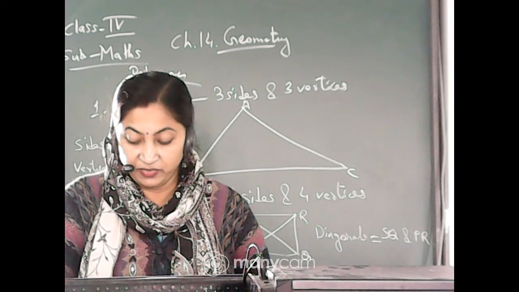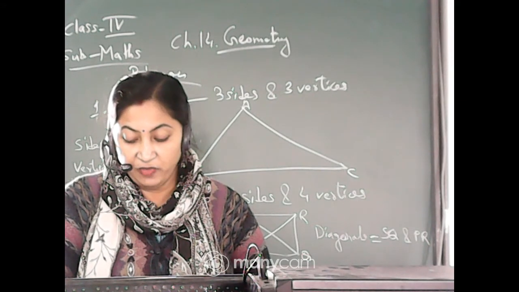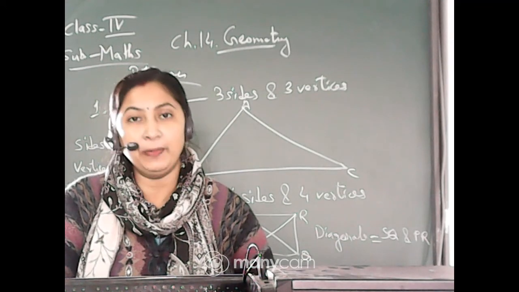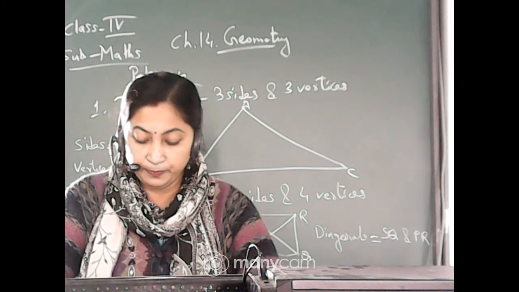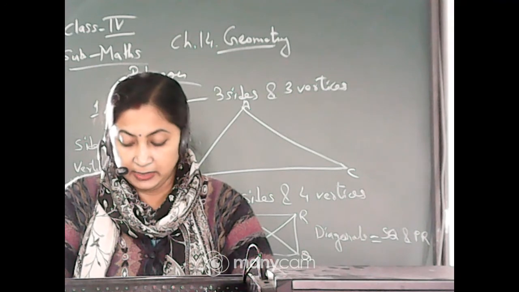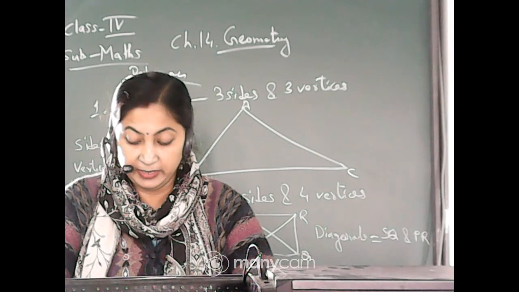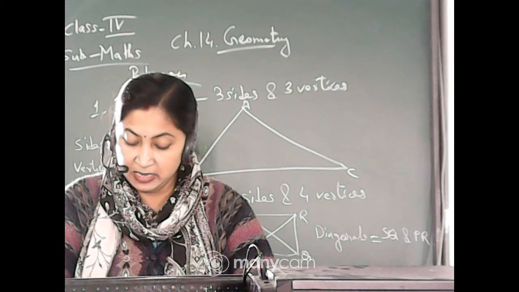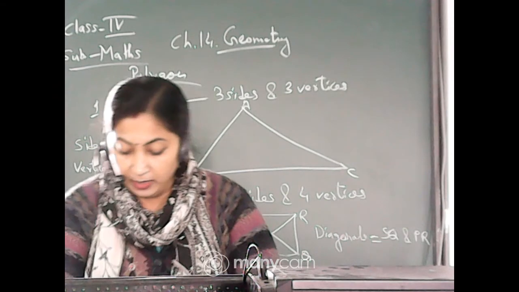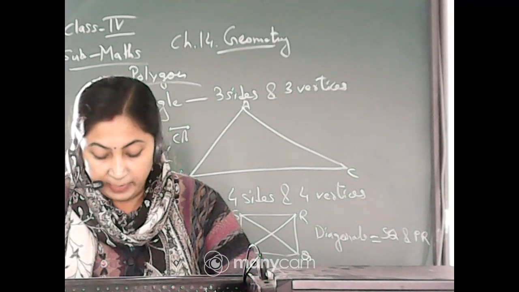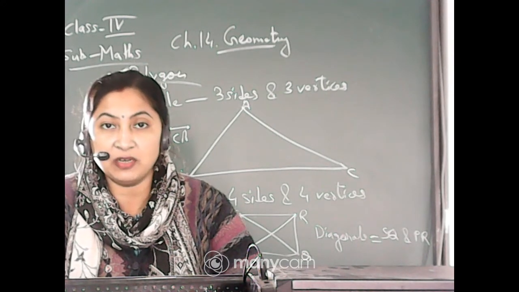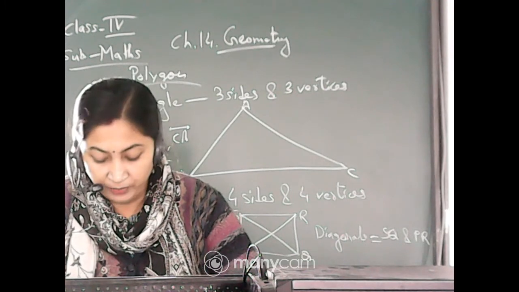Now come to exercise 57. Question number 1. Which of the following are simple closed curves? Number A, yes, it is a closed curve, so write yes, and it is simple also. Number B, yes. Number C, it is not simple, it is a little bit complicated. Number D, yes. E, yes. Number F also, it is not simple because there are too many lines. Number G, yes. Number H, no. That means A, B, D, E and G are all simple closed curves. So give a tick mark or just write yes.